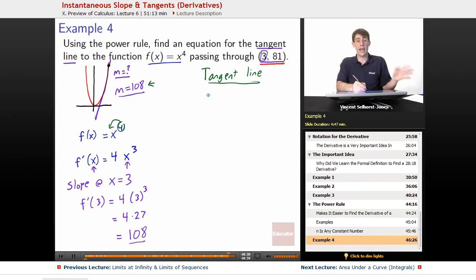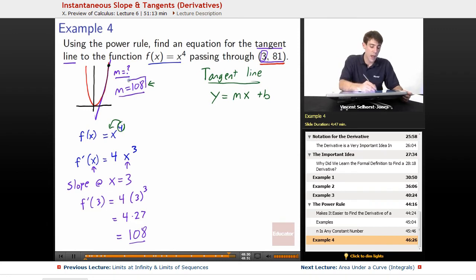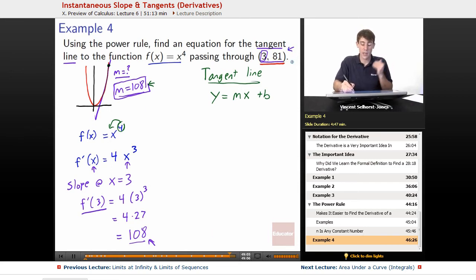Any line at all can be described by slope-intercept form. It's a really good form to have memorized, y equals mx plus b. You always want to keep that one in your back pocket, always useful. Well, we just figured out that if it's going to be the tangent, it must have a slope of 108, because f prime, the instantaneous slope at 3, f prime of 3, comes out to be 108. So we know the instantaneous slope at the point we're interested in, (3, 81), is 108.